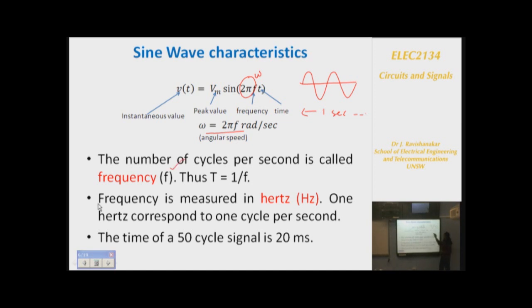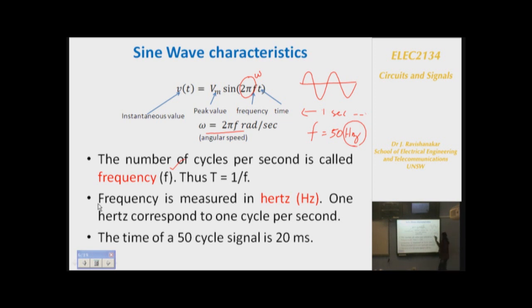In Australia, this frequency f is a fixed value, which is 50 Hz, whereas in the US it is 60 Hz. So what does 50 Hz mean? That means the AC waveform has 50 cycles in 1 second. That's the transmitted AC signal in Australia. So it is 50 cycles per second. The unit of cycles per second, or the unit of frequency, is called Hertz.